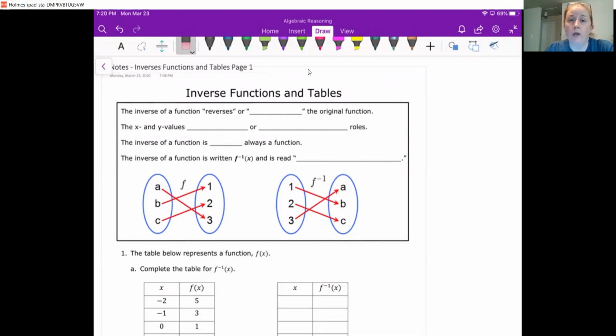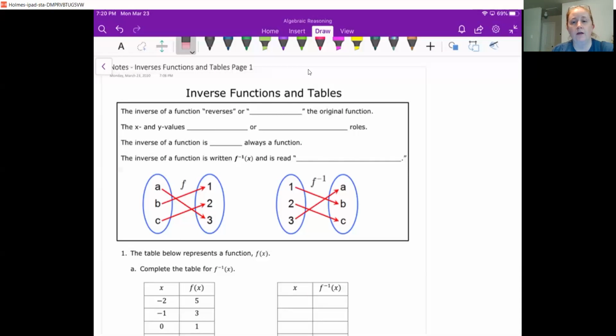All right, so we are starting off our next topic dealing with inverse functions. And like it says, they're inverse functions with tables. We're going to be doing inverse functions for a couple of weeks and talking about the different ways that you can find inverses depending on how it's given to you.